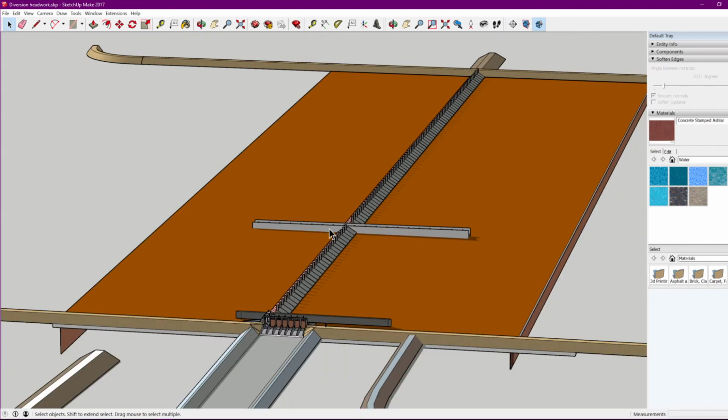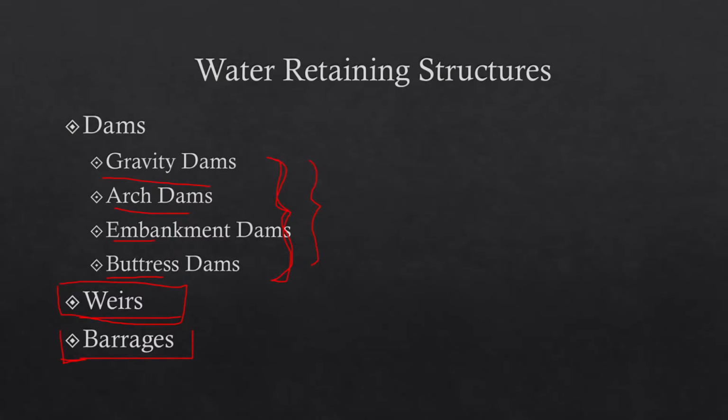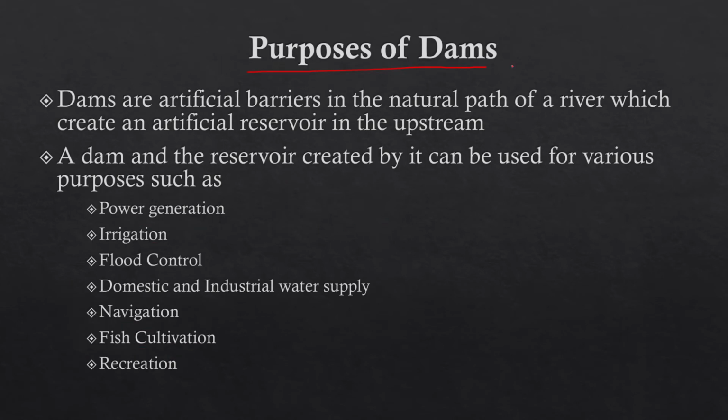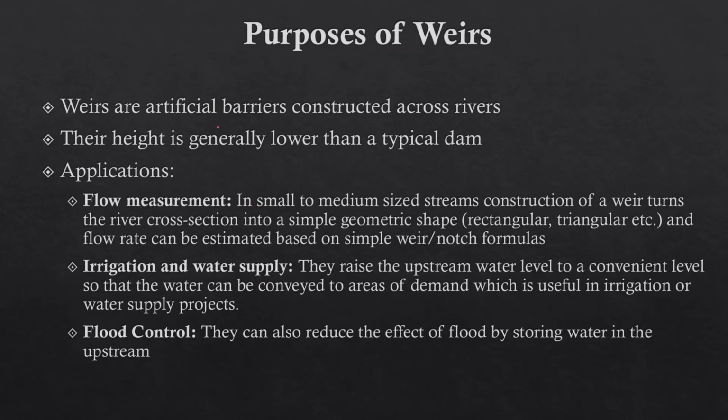So these are the basic hydraulic structures that we are going to discuss, and we have discussed the purposes of dams. So they are artificial barriers. Then the basic purposes are power generation, irrigation, flood control, domestic and industrial water supply, navigation, fish cultivation sometimes, then recreation. Then purpose of weirs or barrages are also quite similar, but they are much smaller, and applications.